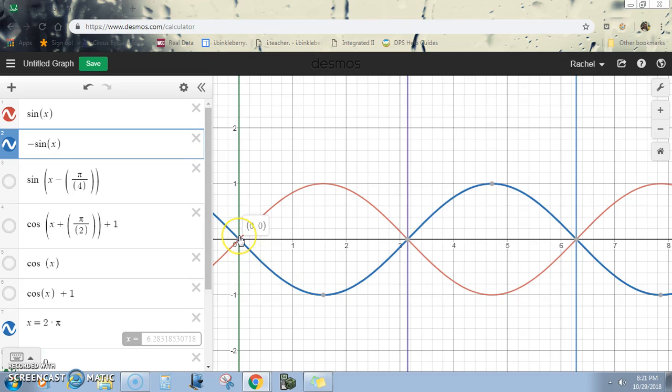So if you are trying to model something and you want to use the sine wave, but instead of going up and then coming down, it goes down and then comes up, if that's what you want to happen, you just use the sine wave and you just flip it over by putting a negative in front of it.